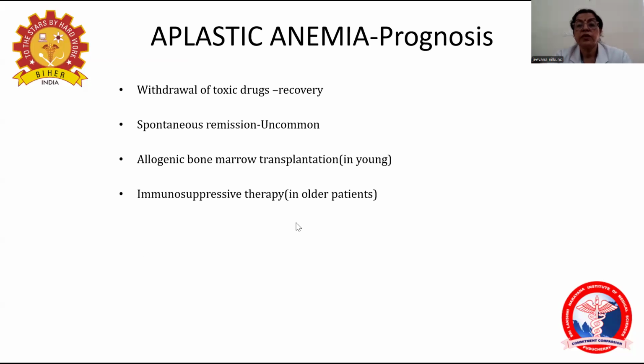What happens to these cases? What is the treatment and what is the prognosis? The prognosis is not very good if it is of unknown etiology. If it is of a known etiology, as with toxic drugs, withdrawal of these toxic drugs will lead on to recovery of the patient. Whereas if the condition is idiopathic, spontaneous remissions, etc., are very, very uncommon. So we cannot treat the patient.